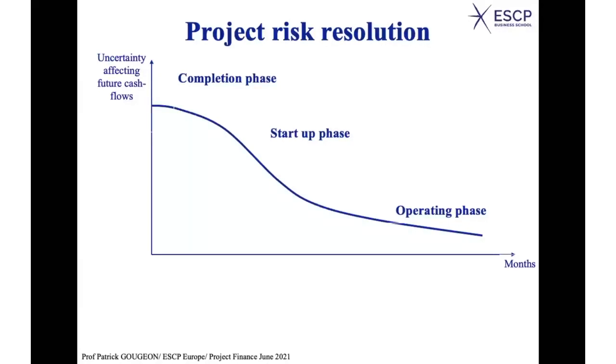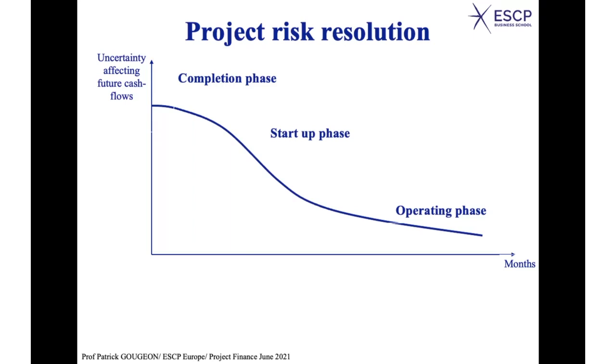So you have three phases. At the early stage, at date zero of the project, you have the maximum level of risk. Why? Because there are lots of uncertainties which will be resolved later on, because time will provide you with more and more information. Then you have the completion phase.